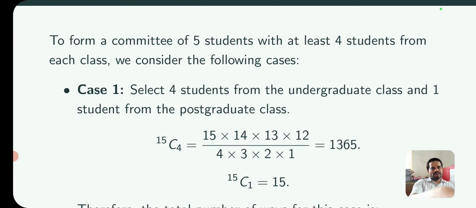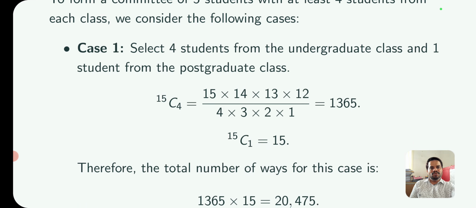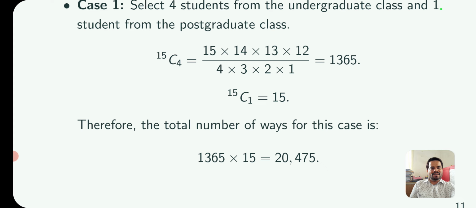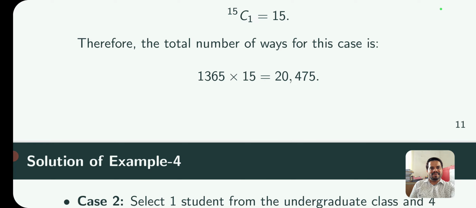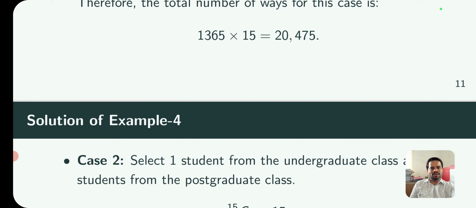To form a committee of 5 students with at least 4 students from each class, we consider 2 cases. The first one is we have to select 4 students from the UG class and 1 student from the PG class. 4 students from UG can be chosen in 15C4 ways, and you can calculate it, we get 1365. After that, you can select 1 student from the PG class, so it is 15C1 ways, which equals 15. Therefore, the total number of ways for this case, using the multiplication principle, is 20,475 ways to choose 5 students.